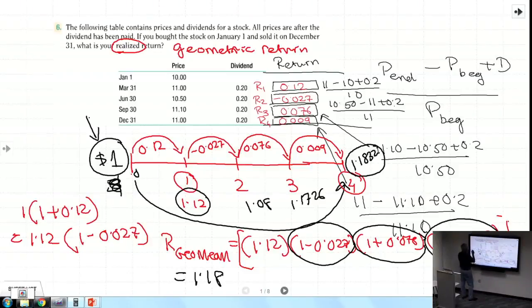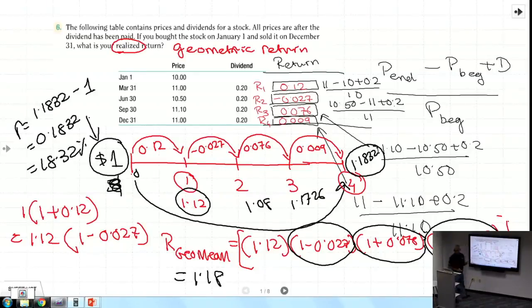That means my return over this period is going to be 1.1832 minus the $1 we started with, which is 0.1832 or 18.32%. Okay, so that's problem number 6.